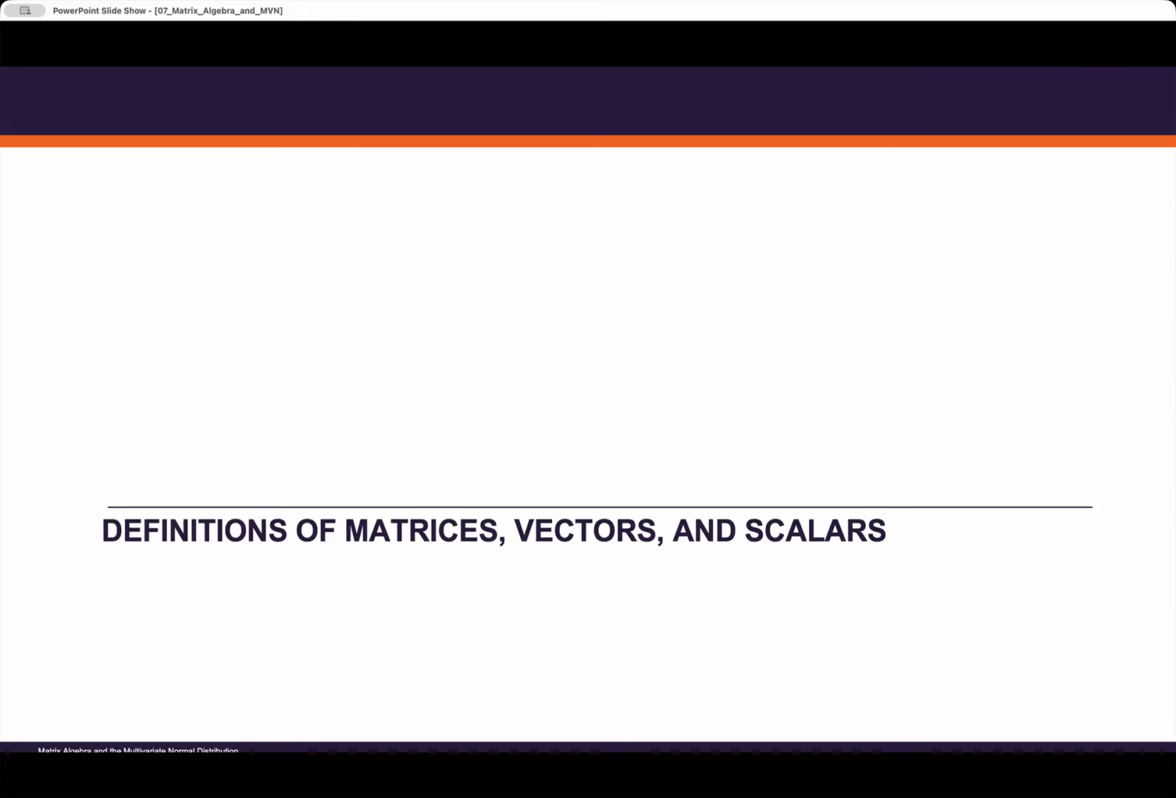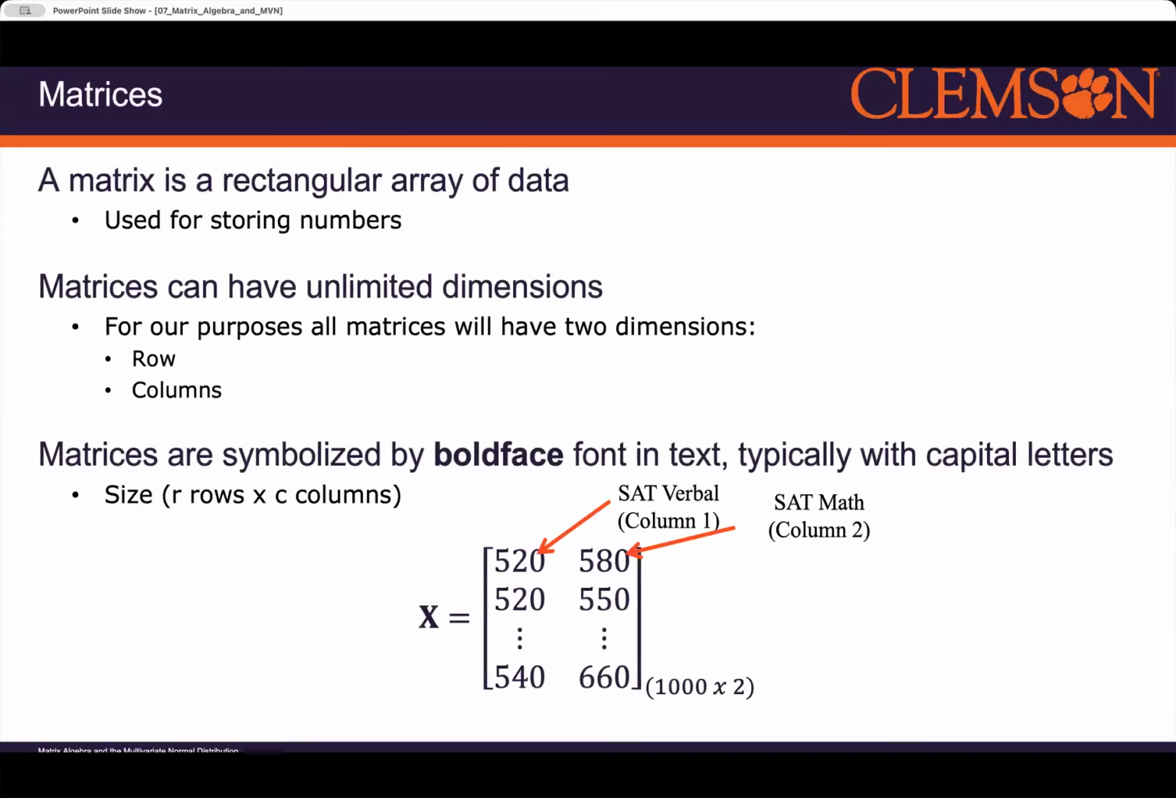So let's do some definitions, particularly where we're talking about what a matrix is and how that differentiates from a vector, and then what a scalar is. And it turns out a scalar is just a number that we're used to using, but we'll put it in context with matrices in just a bit. So a matrix is a rectangular array of data, right? Rectangular array, a box. That's what I like to say. It's used for storing numbers. We put our data inside the matrix itself. It's numeric.